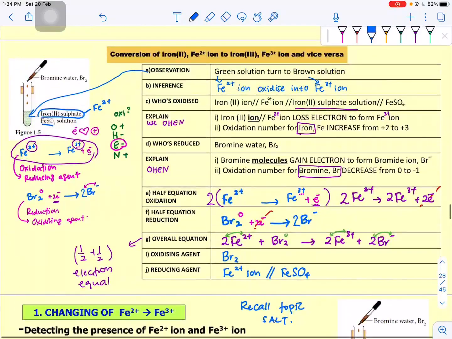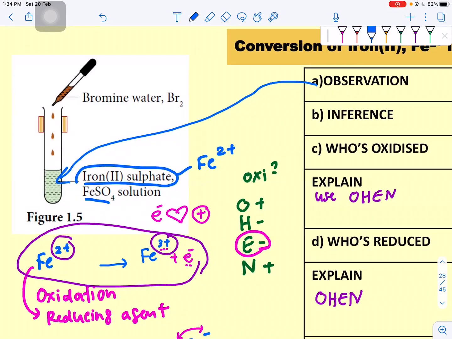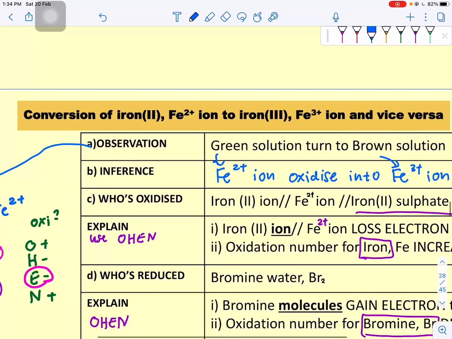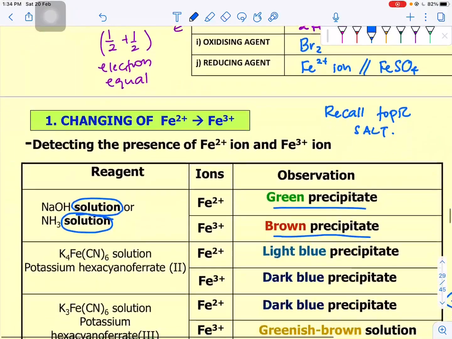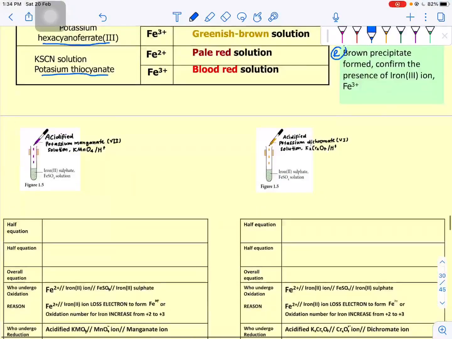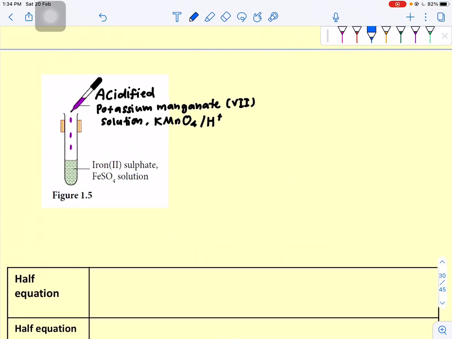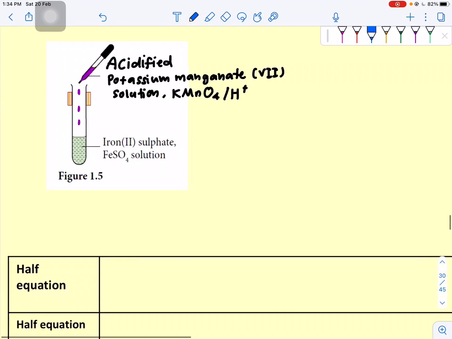So if I want to double check my product here, okay, lepas I masukkan bromine, I shake, I boleh masukkan NaOH solution. Double confirm that the brown solution is really iron 3. Okay, now let's look at the other example. This is acidified potassium manganate 7 solution. Add on into the test tube containing iron 2 sulfate.